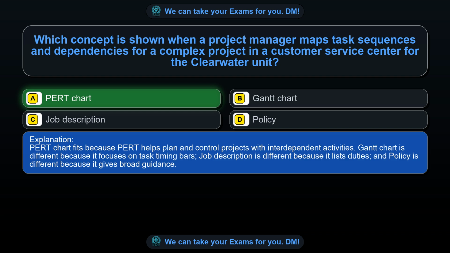PERT chart fits because PERT helps plan and control projects with interdependent activities. Gantt chart is different because it focuses on task timing bars, job description is different because it lists duties, and policy is different because it gives broad guidance.